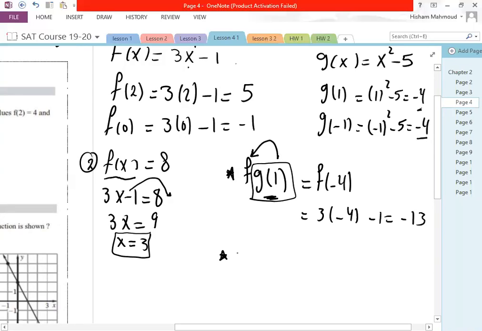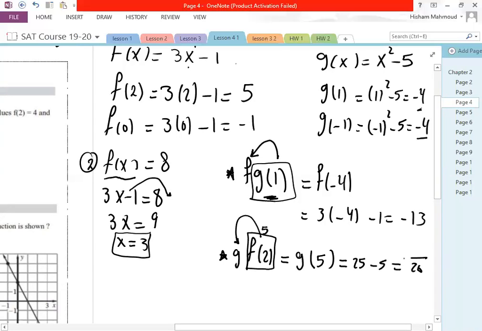Another example, g f of 2. It means that you are going to find f of 2 first, and then you plug it in g. So it's g of 5, because f of 2 is 5. It's 5 squared, which is 25, minus 5. So the answer is 20.